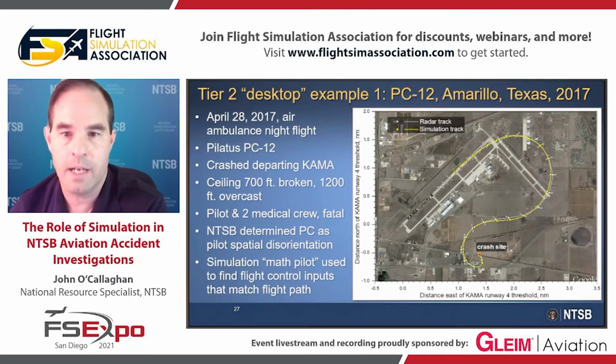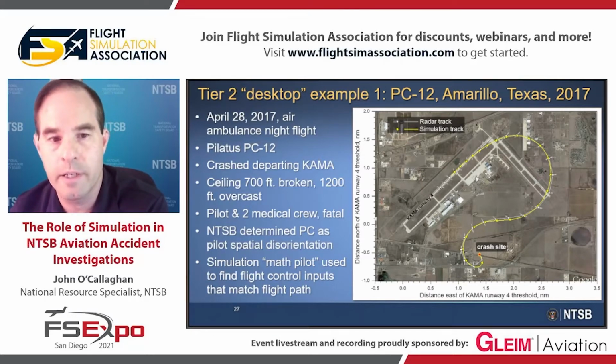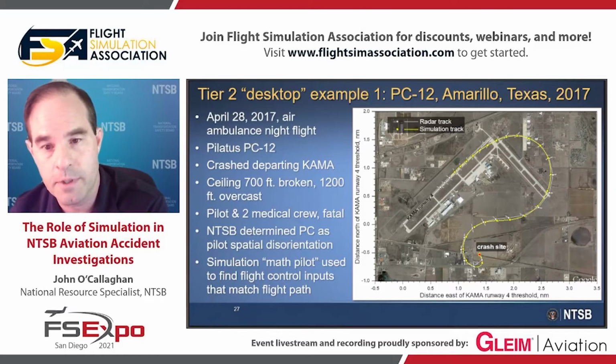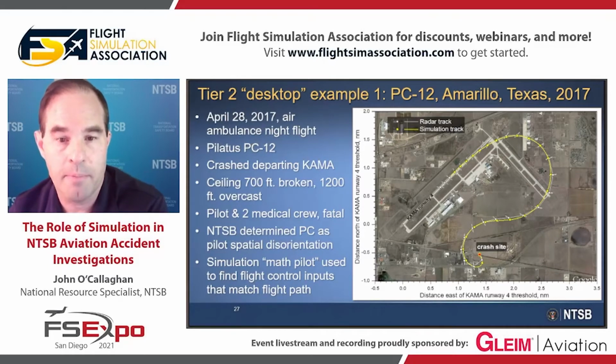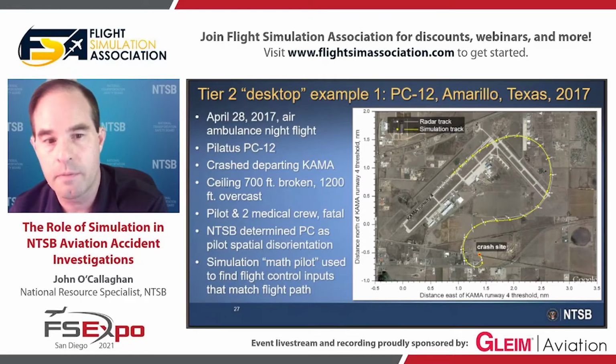A simulation of the accident was performed in order to generate a flight trajectory that is consistent with the recorded radar data and the crash site location and the performance capabilities of the airplane. The simulation uses a math pilot to generate flight control and throttle inputs that result in an approximate match of the target trajectory defined by the radar data and the impact point. As shown in this figure, the simulation track matches the radar track quite well.